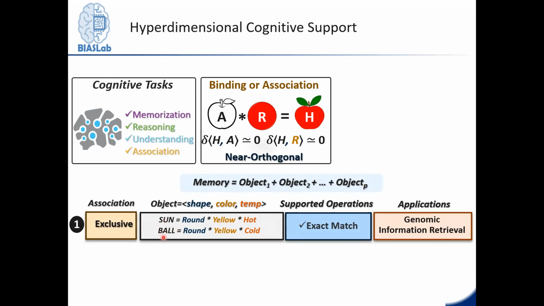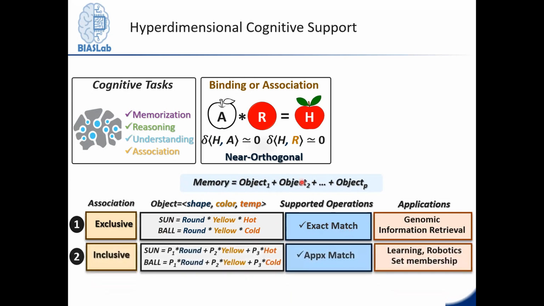Like I have sun and I have ball, which have features of shape, color, and temperature. You can see even sun and ball have similarity. Two features are the same, just one feature is different. But with this encoding, the sun and ball would be nearly orthogonal, meaning that they will decrease my capacity of learning in a memory here. So this is really good for exact match, but it is not good if you want to perform approximate match because we cannot preserve similarity of the sun and ball in a memory here.